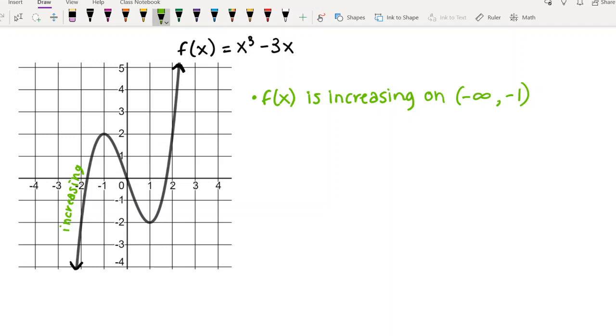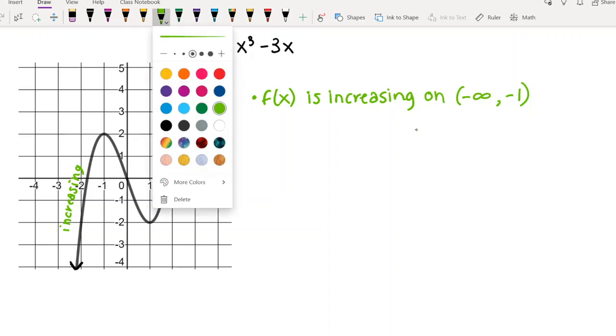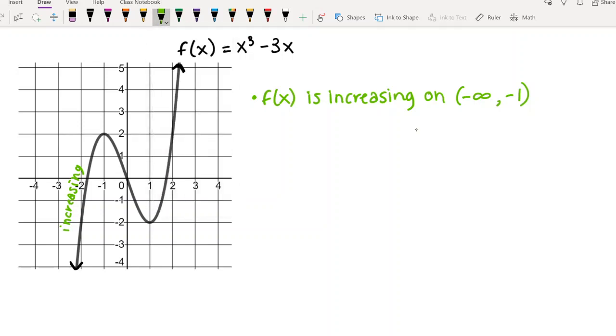The reason I'm putting a parenthesis at -1 is because at x equals -1, the derivative would actually equal 0, because you'd have a horizontal tangent line. So we're always leaving our intervals open with parentheses rather than brackets in this section. If f of x is increasing on this interval, what does that tell us? That tells us that the first derivative is positive. Let me write it like this: f prime of x is greater than 0 on the interval from negative infinity to -1.